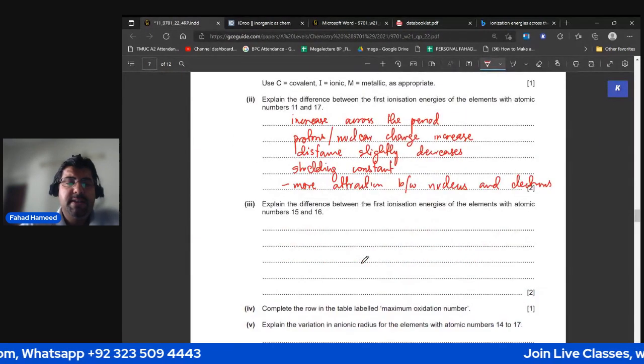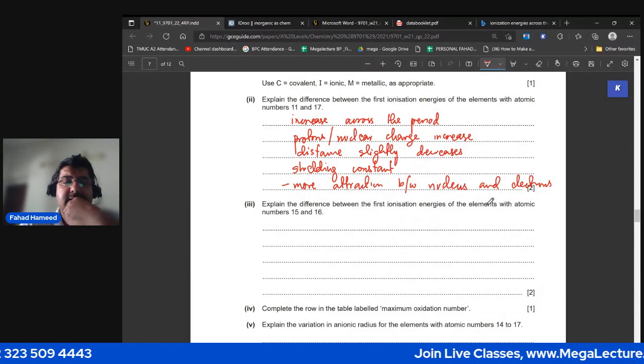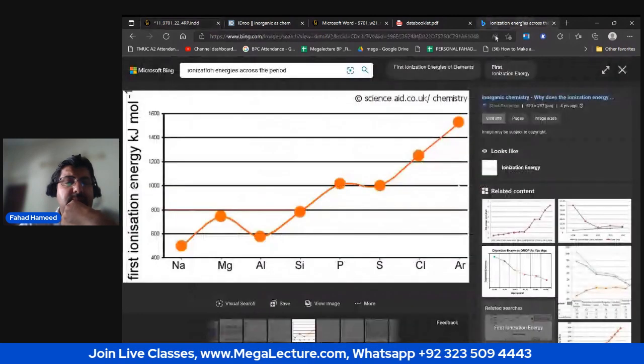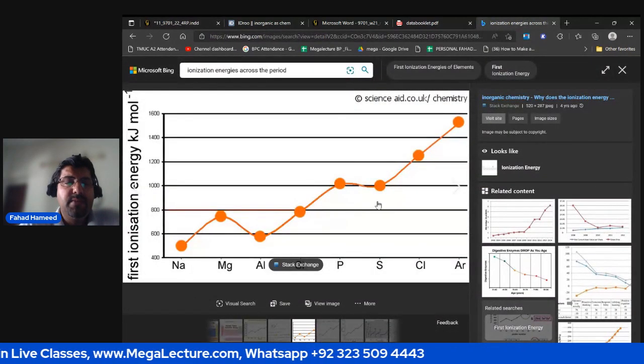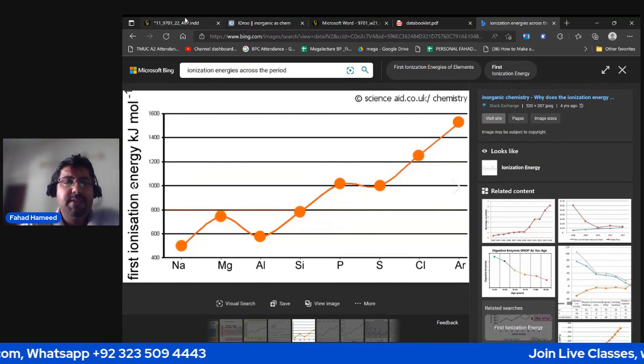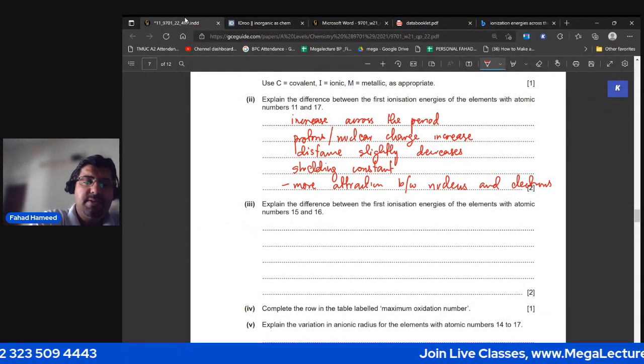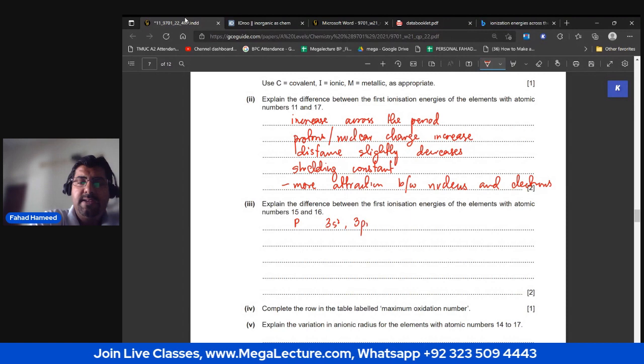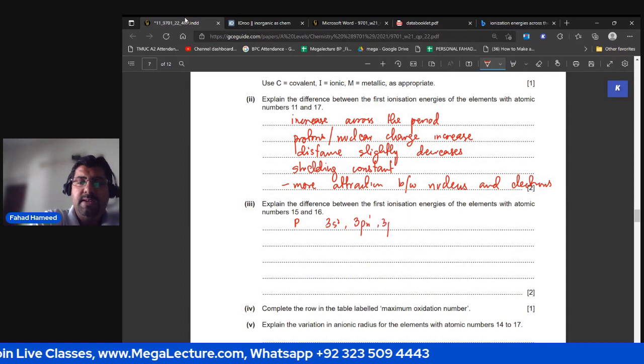Now, the other part is explain the difference between the first ionization energies of the elements with atomic number 15 and 16. So he's talking about the dip over here. What goes wrong between phosphorus and sulfur? Why is there a dip? The answer to that is phosphorus's electronic configuration. The outer shell is 3s2, and it's 3px1, 3py1, and 3pz1.